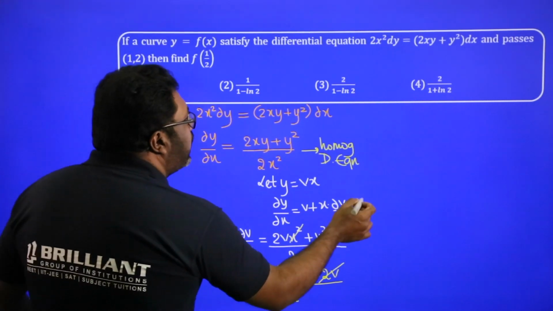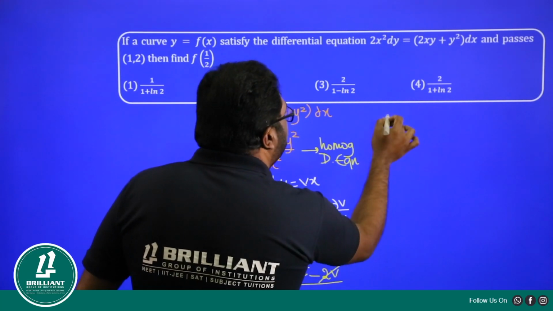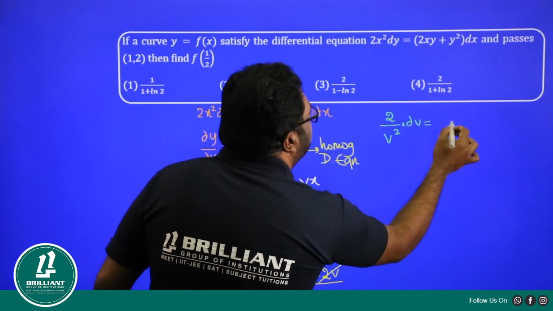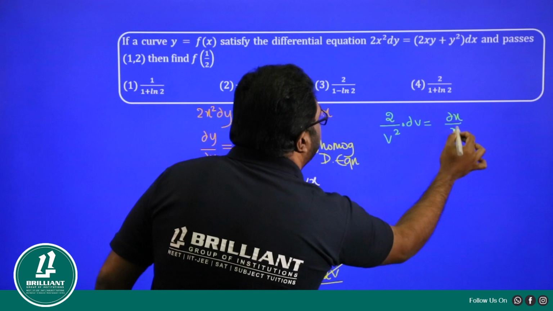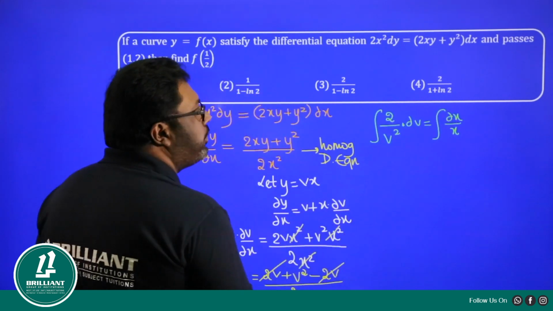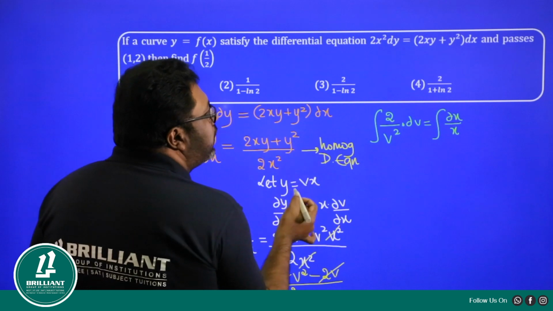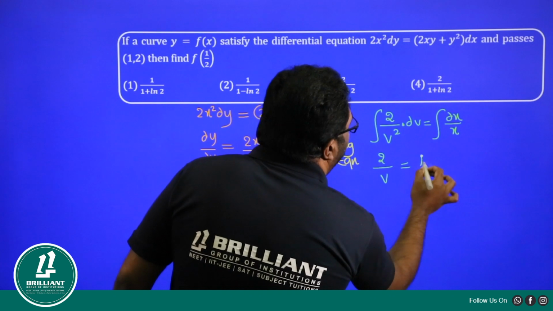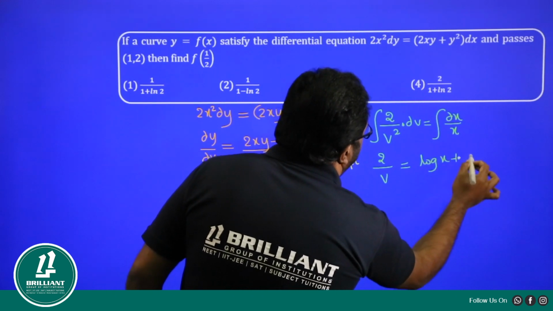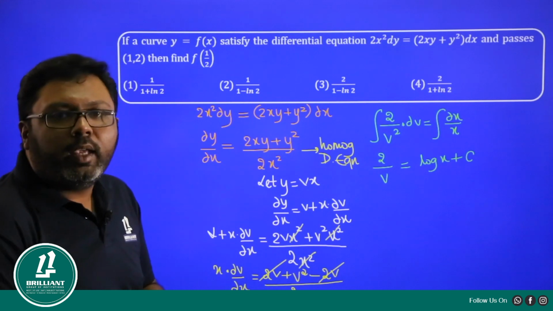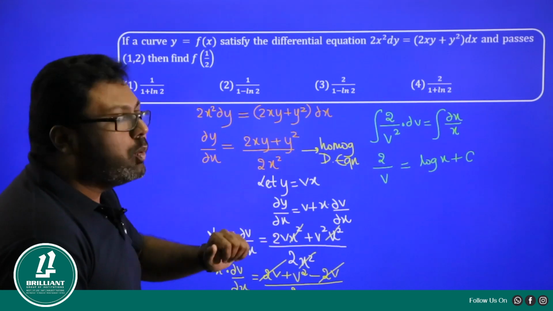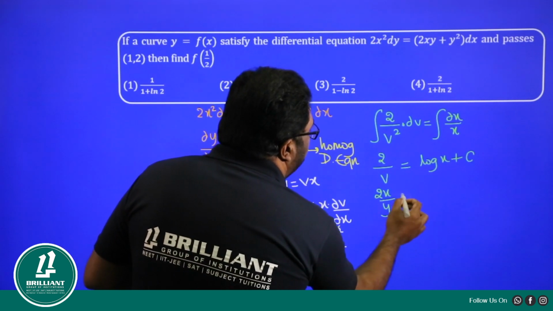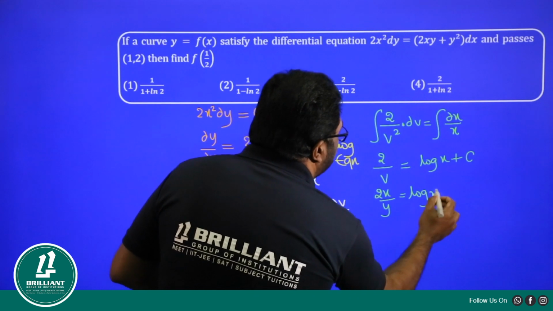So what is the answer over here? I can write on the left hand side 2 divided by v squared dv is equal to dx divided by x, and I'll integrate both sides. What is the integral of this? It's going to be 2 into minus 1 by v is equal to log x plus c. And v is y by x, so 2 by v is 2x by y, equals log x plus c.